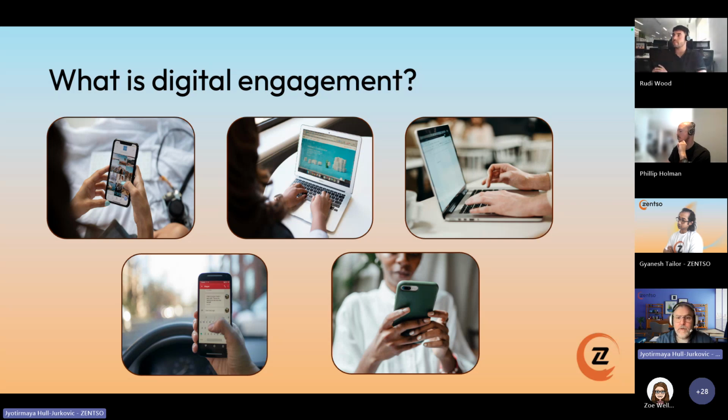So I guess the first thing we should think about is what is engagement? And engagement is normally interest, attention, or interaction. And obviously digital engagement is that interest and attention and interaction through digital channels. But importantly for us, these things are always driven by some kind of purpose, where the stakeholder wants to do or get something from your organization.